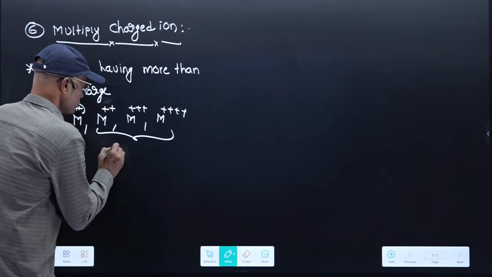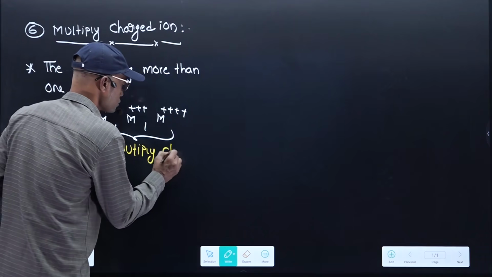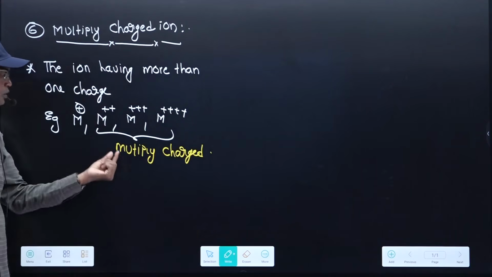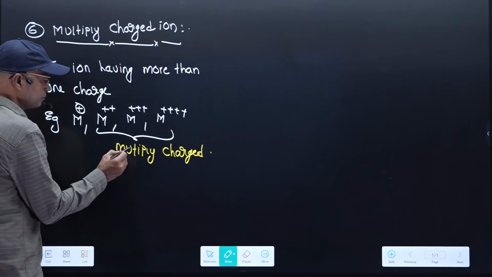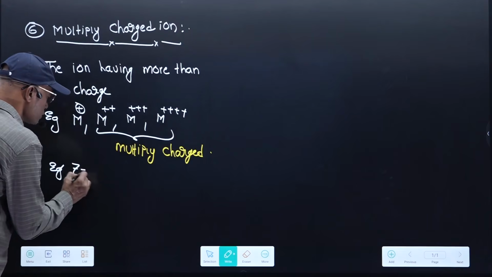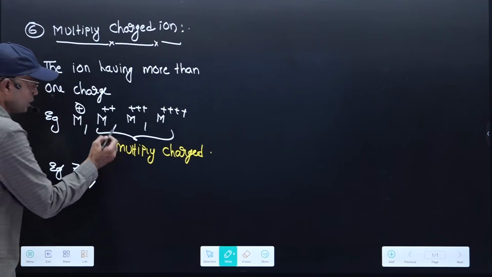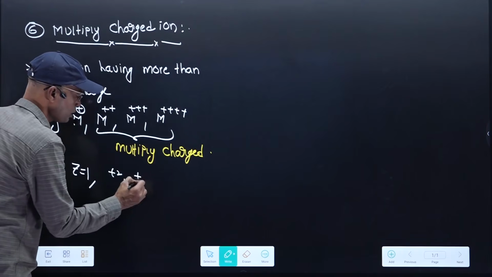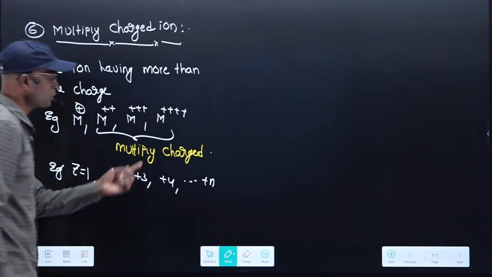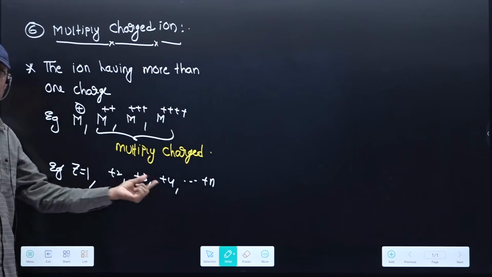So this is a multiply charged ion. Generally we say multiple charged, but you can also say multiply charged ion. Here the Z value may change. For a unipositive ion, the Z value is 1. For this one, what is the Z value? 1. But what about this case? Here the Z value is 2, or the Z value may be 3, it may be 4, or it may be n, etc. That depends upon the type of cation formed. So based on these charges, we need to divide by a suitable number.